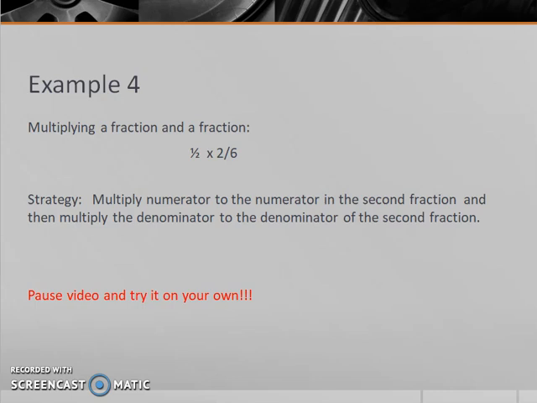Okay, let's try example 4. This time we have a fraction times a fraction. So your strategy is going to be to multiply the numerator to the numerator of the second fraction, and then multiply the denominator to the denominator of the second fraction. Pause the video, try it on your own, and then I will go into my explanation.